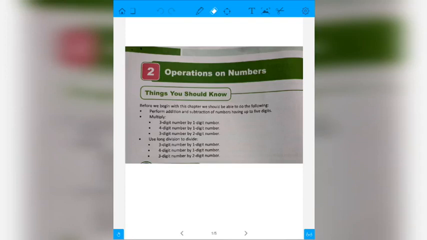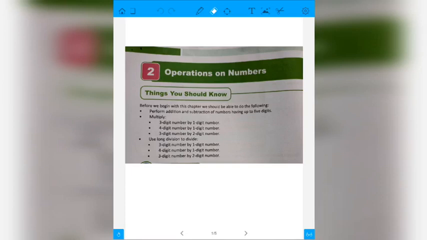Today we will talk about the second chapter, that is operation on numbers. As you already know how to do addition, subtraction, multiplication or division, in this chapter we will learn the same thing but in a different way. Before we begin this chapter, we should be able to do the following.